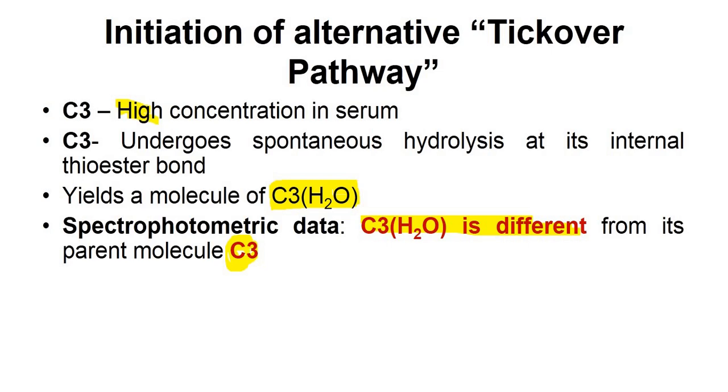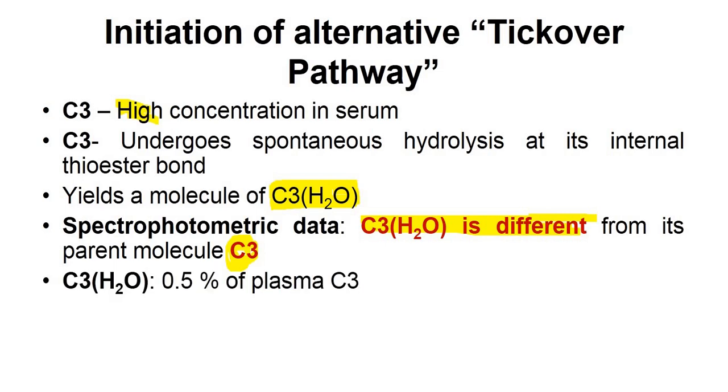All these years, scientists never carried out spectrophotometry. The idea did not strike them. Once they did, they found that the spectrum of C3H2O was different from C3. And then once the difference was sorted out, they carried out a quantification. In quantification they found C3H2O was just 0.5% of the C3.